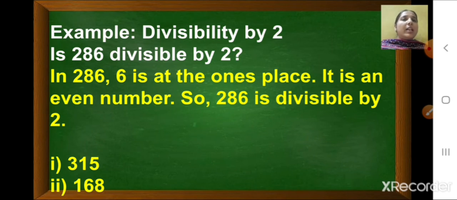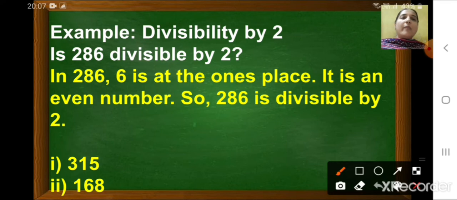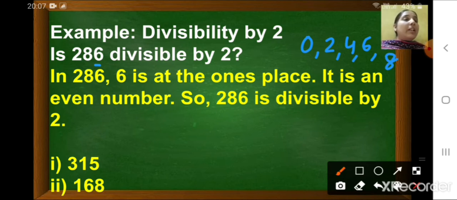So suppose, is 286 divisible by 2? It has been asked whether 286 is divisible by 2. So just recall what we have learned for finding the divisibility by 2. Yes, the digit at the ones place. Now you see the digit at the ones place should be an even number. If it is 0, 2, 4, 6 or 8, it will be divisible by 2. So you just look at the digit here at the ones place, it is 6. So will it be divisible by 2?